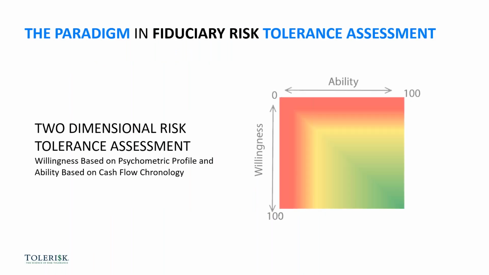So now, as we mentioned, the paradigm is really two-dimensional, two independent dimensions. And you see in this illustration, willingness is really one independent axis, and their ability to take risk is really a separate and independent axis. And it's really the intersection of the two that would be representative of their risk tolerance at any one point in time.